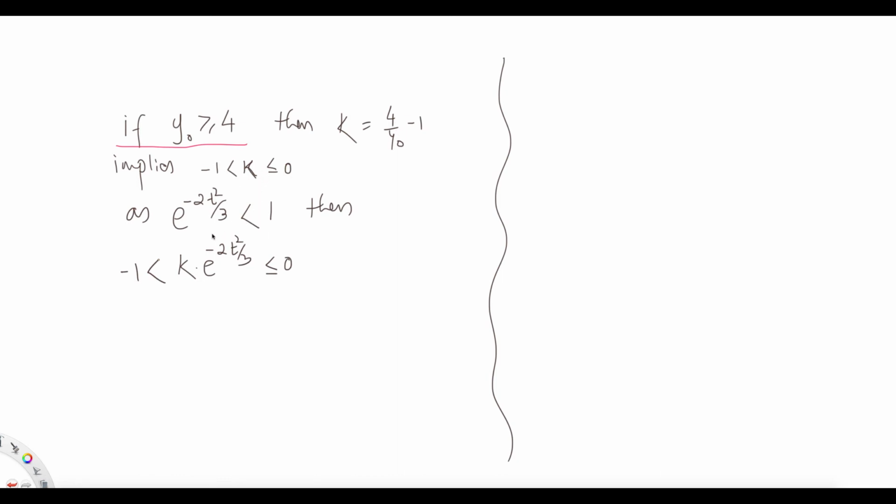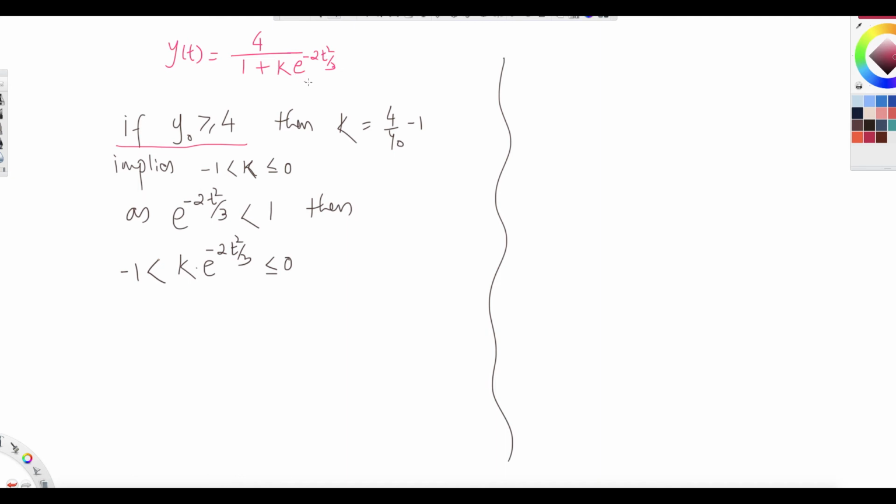Now we also know that e to the negative 2t squared over 3 is less than 1. Why? Because if t is 0, then this value will be 1. But if t is different from 0, then negative 2t squared over 3 will give a value less than 1. Okay. So let me write down what our solution was. Our solution was y(t) equals 4 over 1 plus k e to the negative 2t squared over 3. That's our solution. Now look at this. Since this quantity is less than 1 and k is between negative 1 and 0, this product will be between negative 1 and 0.